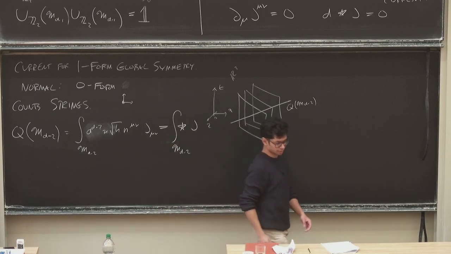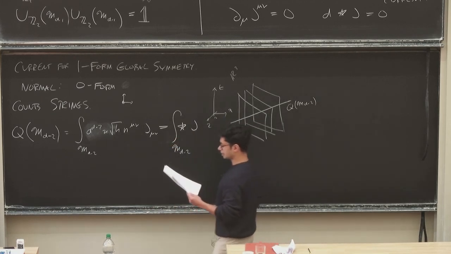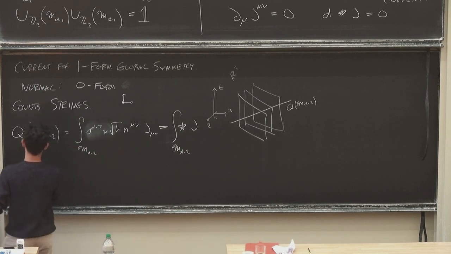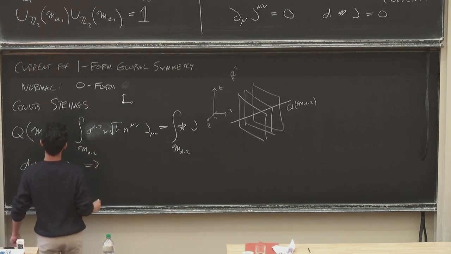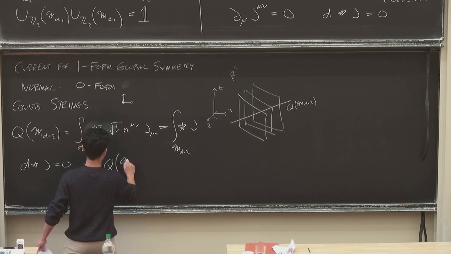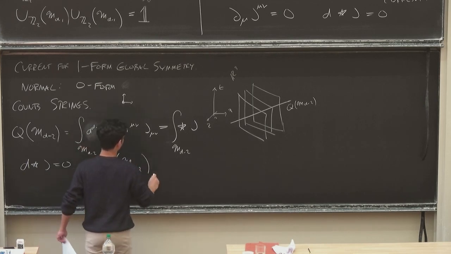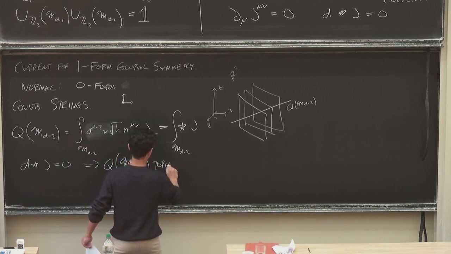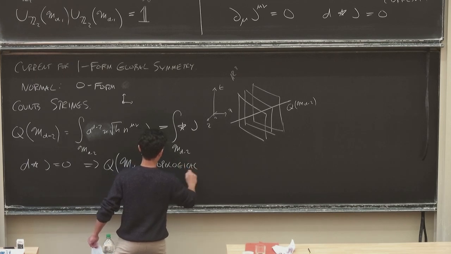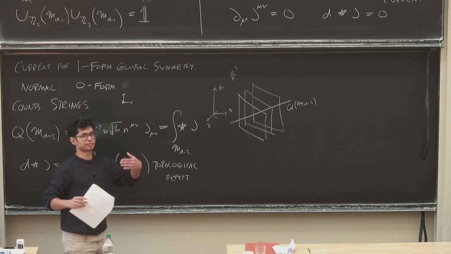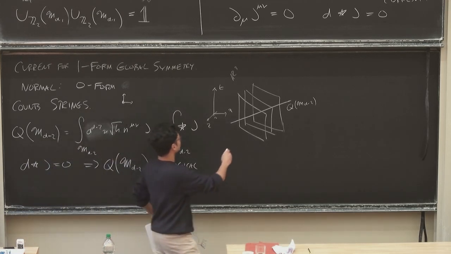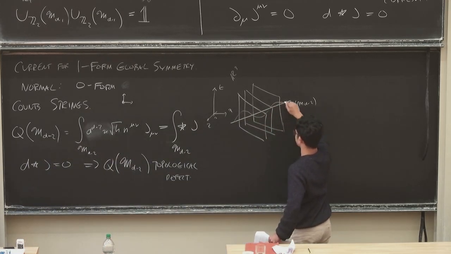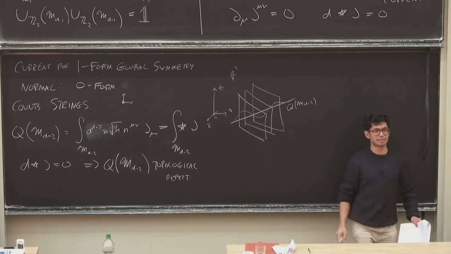Right? So to be clear, because d star j equals 0, that implies that Q of M_{d-2} is a topological defect. Okay? You can move it in space, you can move it in time, and you can wiggle it however you like, and you will still get the same answer.